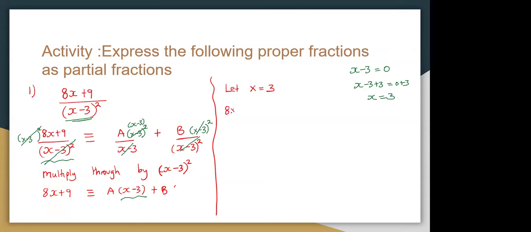So I'll have 8 times 3 plus 9 equaling A into (3 - 3), then plus B. Here you just place your calculator and ask, what is 8 times 3? 8 times 3 is 24, plus 9 equaling, this one will give us 0, plus B. Then 24 plus 9 will give us 33. So I'll have 33 equaling B. So I have obtained my value of B. Now, after obtaining your value of B, you can go on and get the value of A.